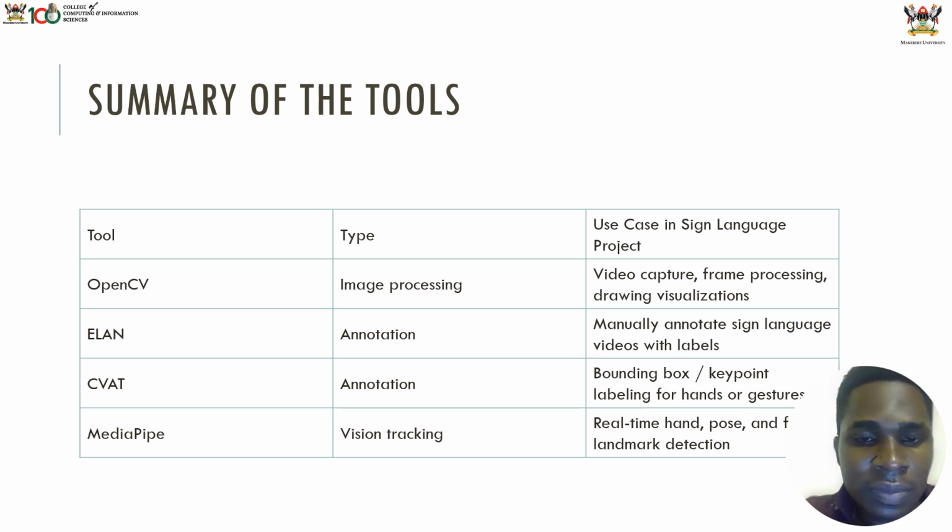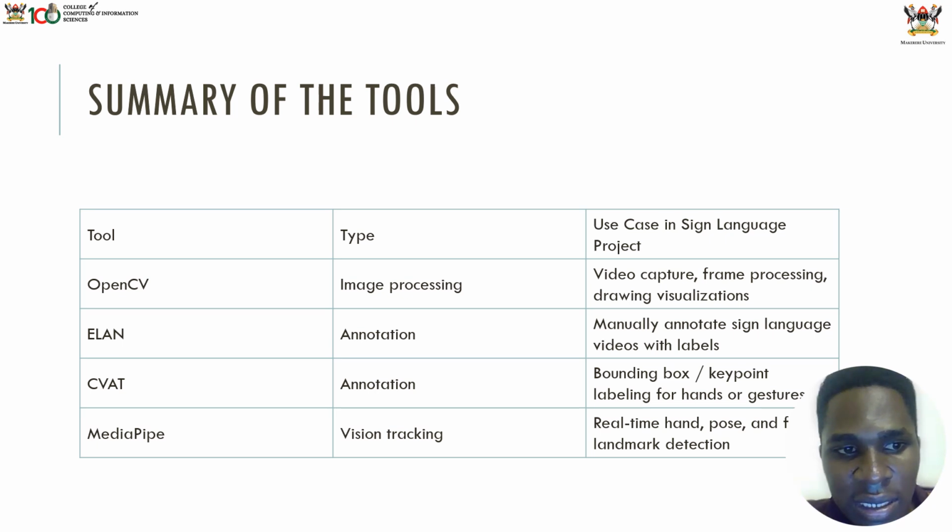in the project. OpenCV is basically for image processing, in such a way that it helps us in capturing the video. That's the very first part of the gist of the project. Then frame processing, so it creates video frames, and then visualization.